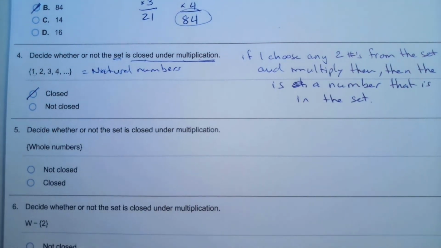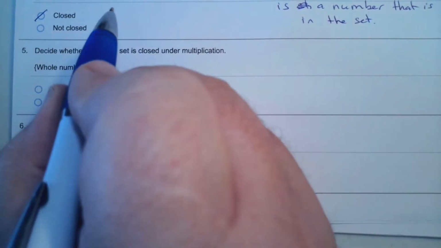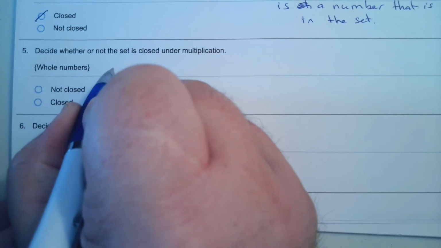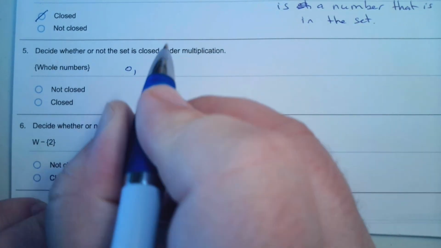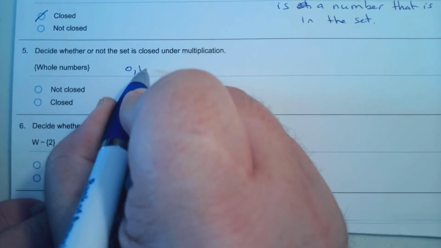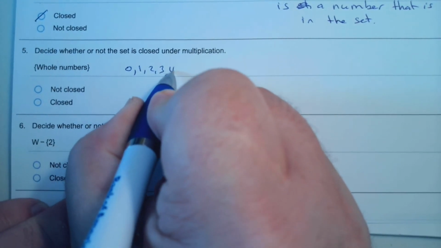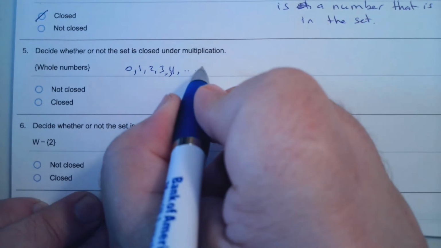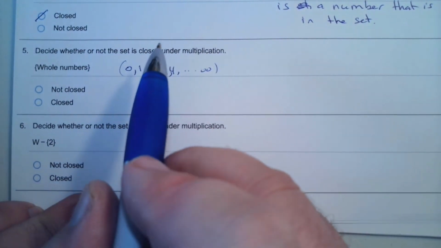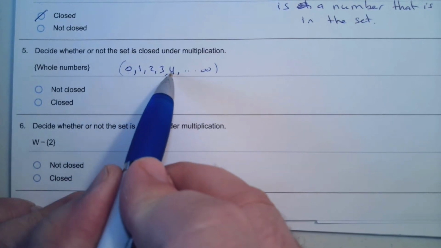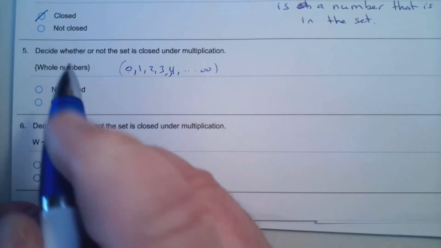Or are counting numbers. Whole numbers are natural numbers, but they start off with 0. So it starts with 0, 1, 2, 3, 4, and so on and so forth, to infinity. So 0 times 4 is 0. Is 0 in the set? Yes, so it's closed.